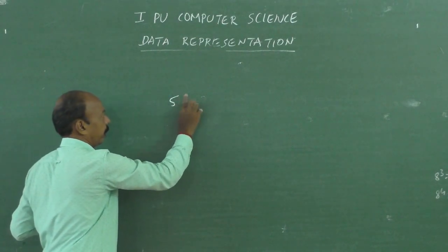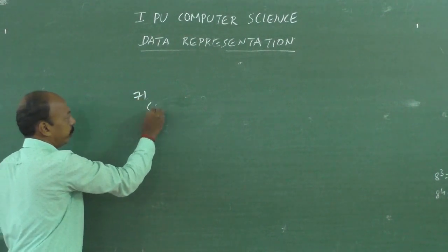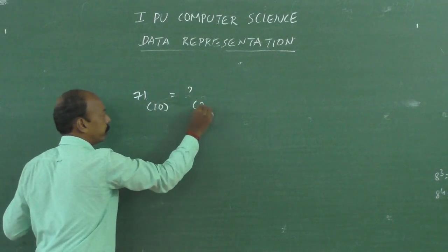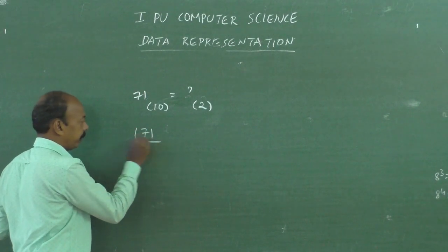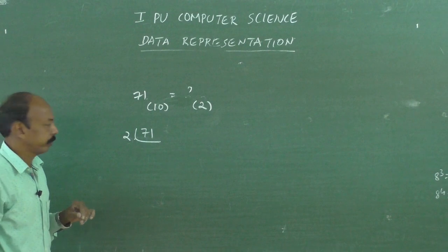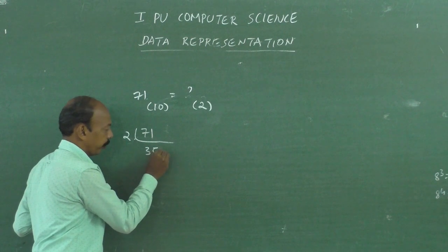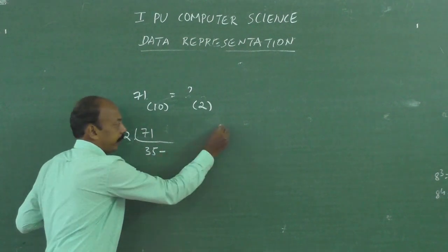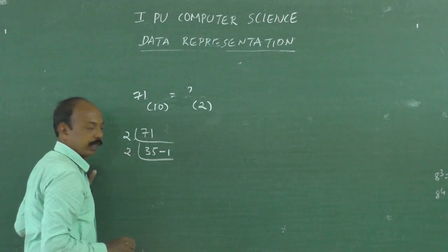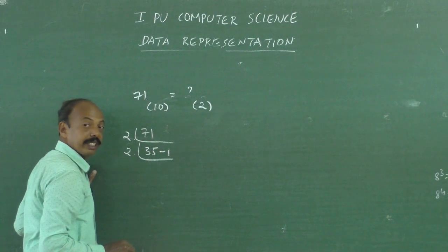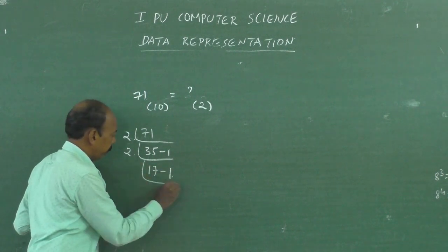Some other number you write, 71. 71 to the base 10 is how much to the base 2? What we should do? Write the 71, divide by 2. 35 plus 35 is 70, right? That means 35. 71 minus 70 is 1. Again divide. 17 plus 17 is 34. So 17 and 1. Divide by 2 once again.